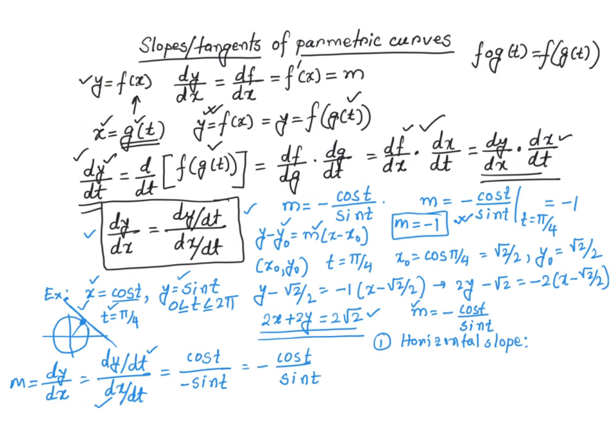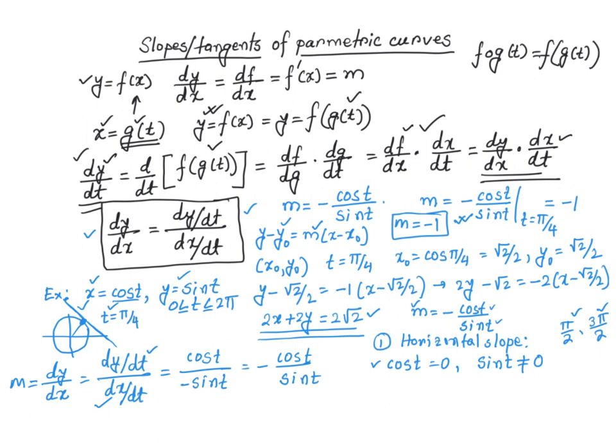So that means if your cosine of t is equal to 0, but remember, we don't want to have a situation of 0 over 0, right? So we have to make sure that we are looking at values where sine of t is not equal to 0, but cosine of t is equal to 0. That will give you the condition for horizontal slopes. Now, as you know, it's pretty easy. Cosine of t, when is it 0? It is going to be 0 when t is equal to pi over 2 or 3 pi over 2. So these are the scenarios where you will have horizontal slopes.